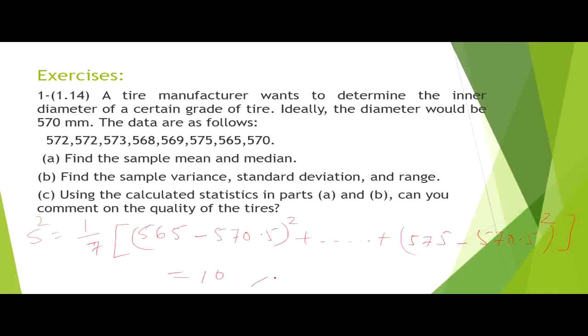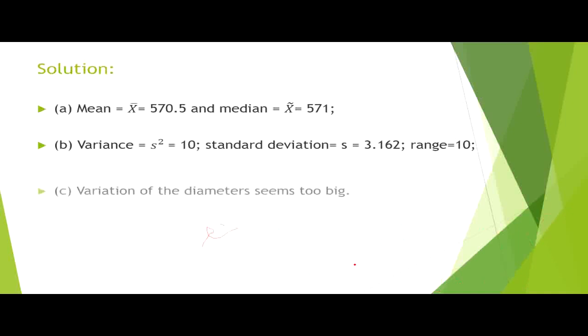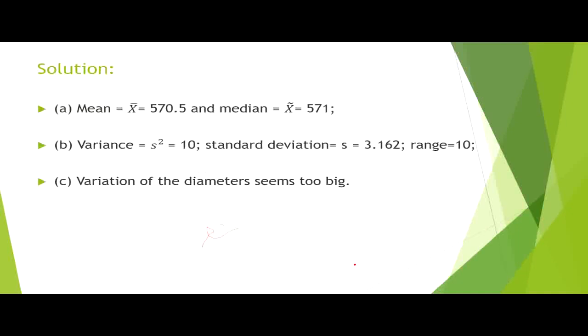10. Therefore standard deviation is square root of variance. Square root of 10, which is 3.162. See, the variance is high, more high. Therefore, they will not be closer to the mean. The data is not closer to the mean and median. The answers are given here.